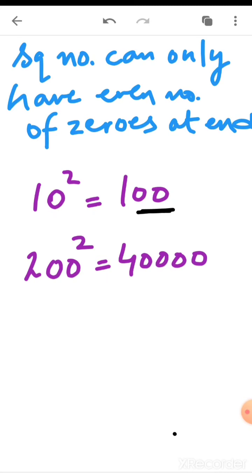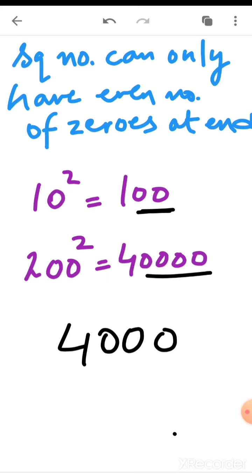Similarly, the square of 200 is 40,000. 200 into 200 gives 40,000. So we have 4 zeros. That means an even number of zeros. So whenever you have, say, this type of number, just by looking at the number, you will see that there are an odd number of zeros. It can never be a square number.